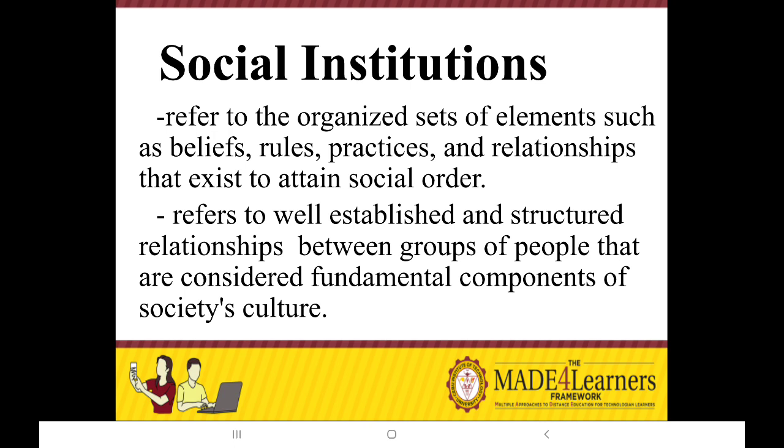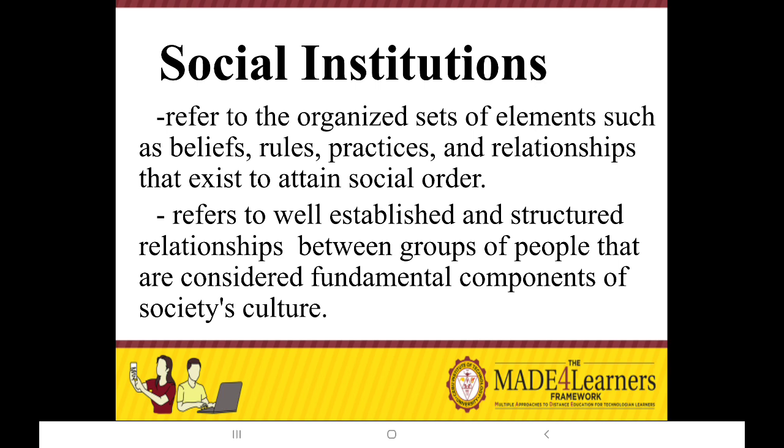Social institutions. This refers to the organized sets of elements such as beliefs, rules, practices, and relationships that exist to attain social order. It also refers to well established and structured relationships between groups of people that are considered fundamental components of a society's culture. The elements of social institutions are defined differently by various perspectives.